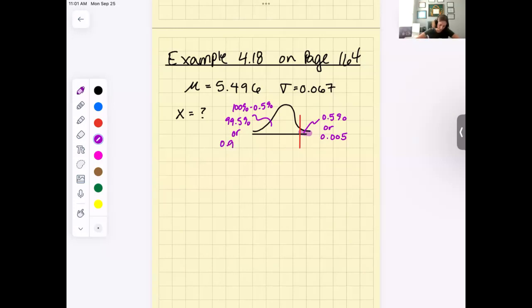Zero. You're right. 0.995. Questions about that? So why did I figure that out? Why did I care about the 0.995? Why did I need to find that?